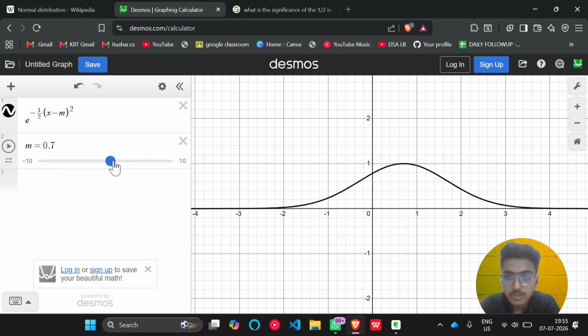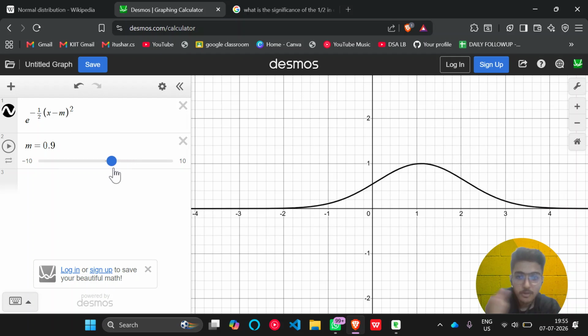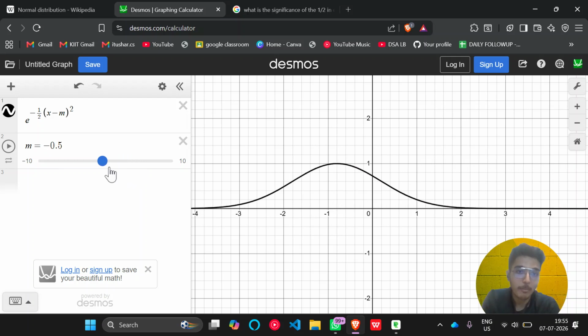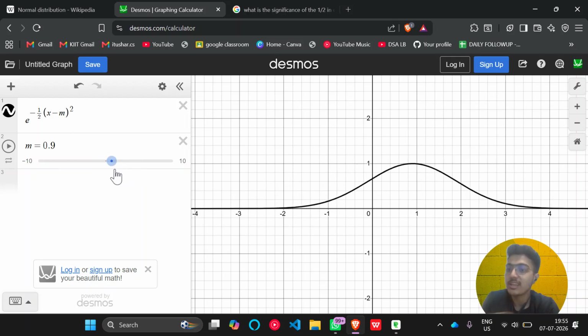And if I simply move the slider, if you observe carefully, the graph beautifully moves along the x-axis while I change the value of m. And this is how beautifully, by introducing this x minus m in this equation, we're able to move this bell-shaped curve along the x-axis to any location of our choice.